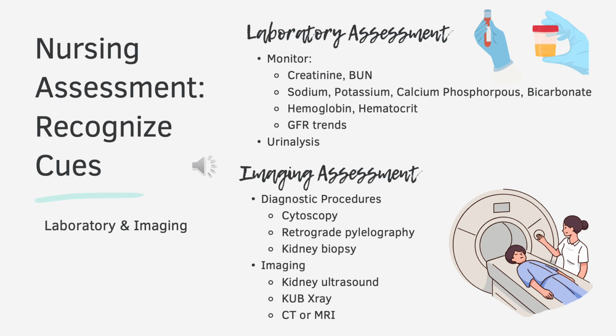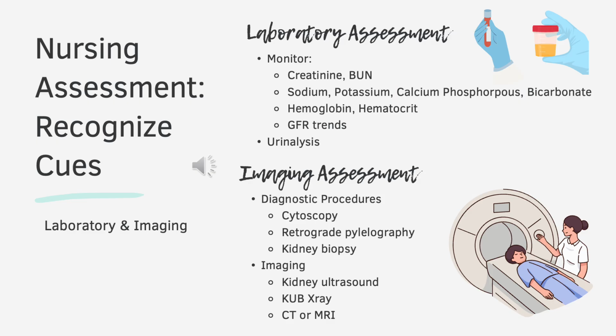Moving on to our imaging assessments. These are oftentimes used to rule out structural abnormalities or obstructions. So we see diagnostic procedures like a cystoscopy, a retrograde pyelography, or even a kidney biopsy to look closer at some of these specific issues.